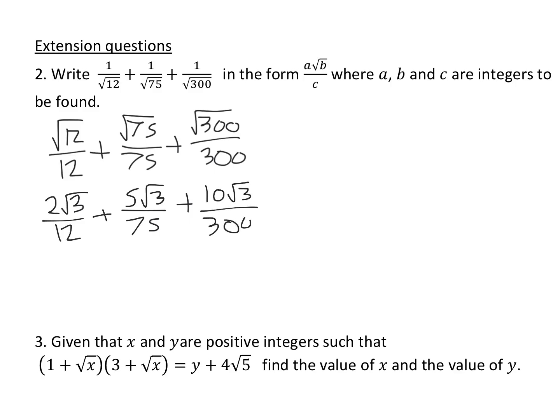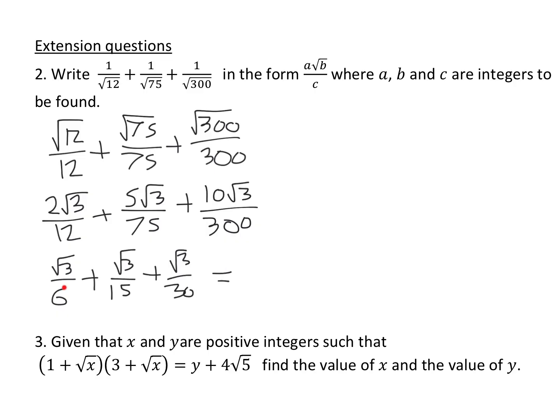I think I'm going down the right path because I can see these could all be simplified. So I'm going to divide top and bottom by 2. So root 3 over 6. Divide top and bottom by 5. Root 3 over 15. Plus, and then divide through by 10. Root 3 over 30. It looks like they can all have a common denominator of 30.